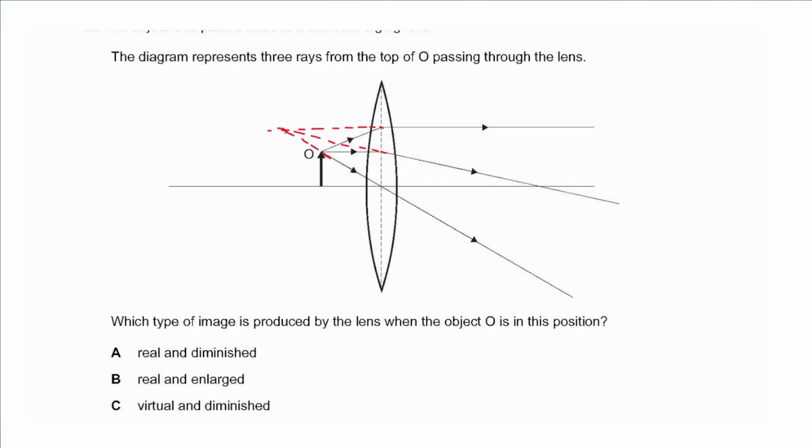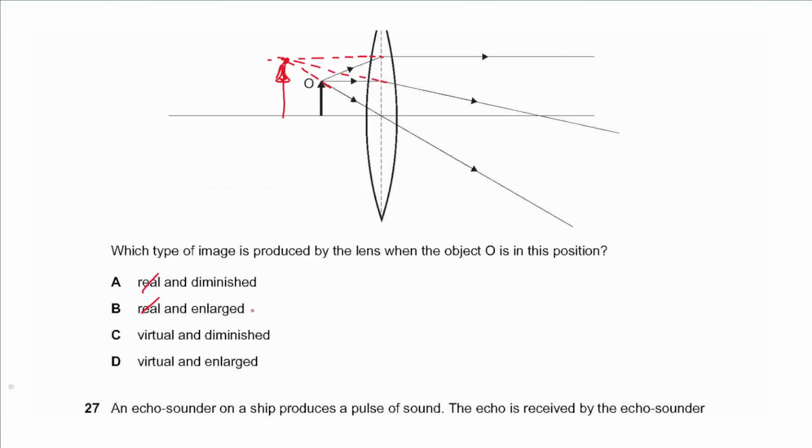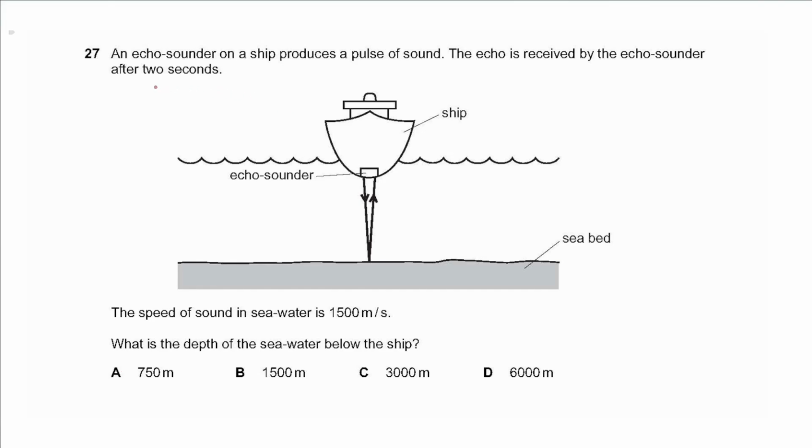They meet at this point. So since we had to extend the rays, that means this image is virtual. And these rays came from the top of the arrow, so we have the top of the arrow here. So it is larger than the object and upright and virtual. So it is not real, it is not diminished, it is virtual and enlarged. So we choose D. Question 27 says an echo sounder on a ship produces a pulse of sound.